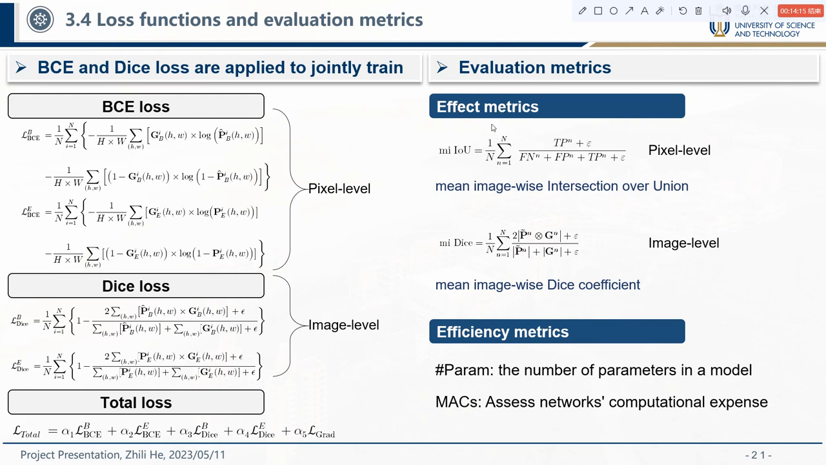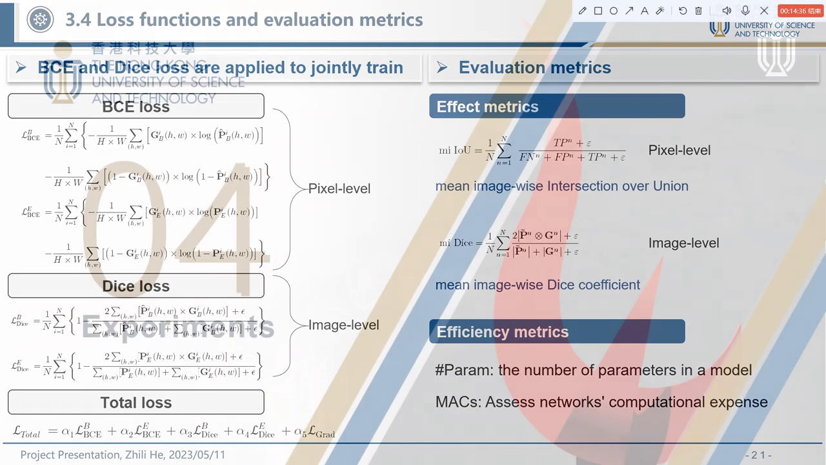First one is the effectiveness metrics, and the second is the efficiency metrics. For the efficiency metrics, it also includes 2 kinds of indexes. First one is the number of parameters, and second one is the computational expense. For the meaning of these metrics, you can refer to my term project report.